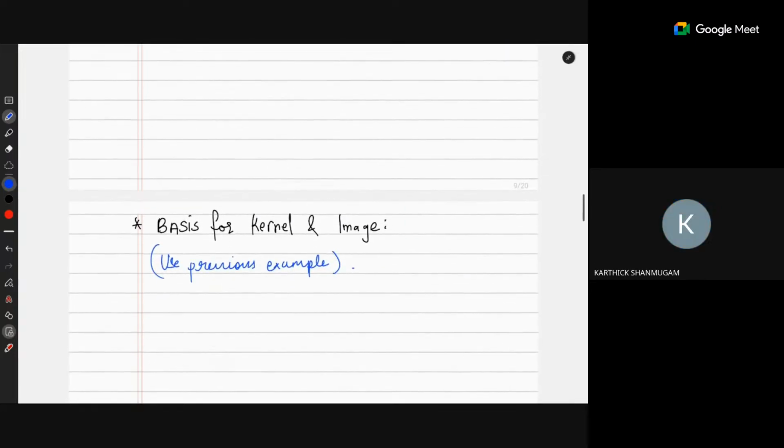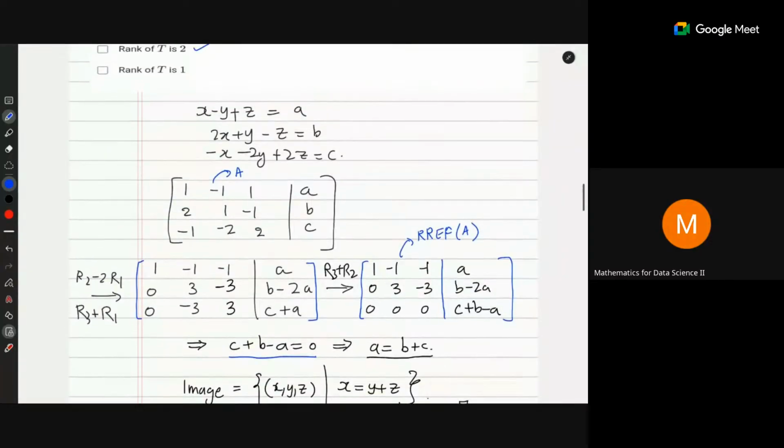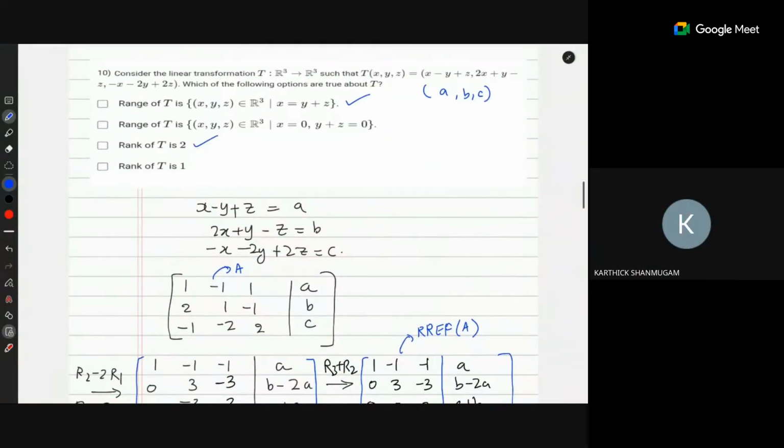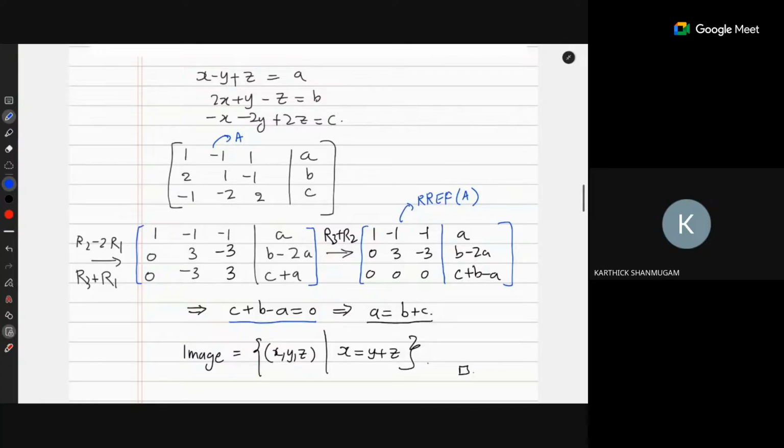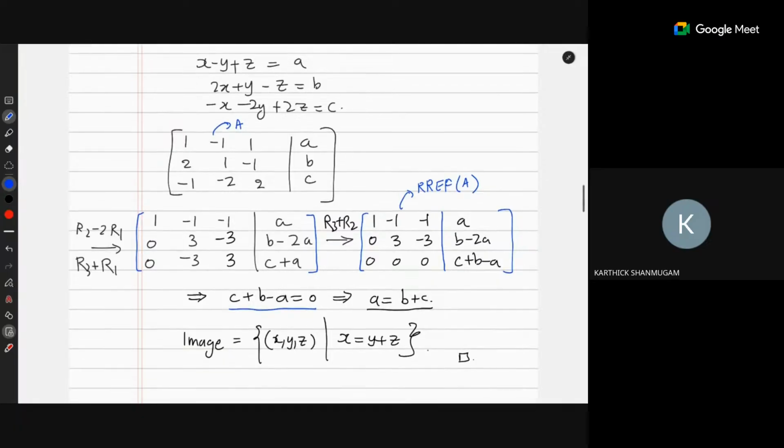Sir, I forgot. Can you go up a little bit? So to determine the range of a given transformation, we have to express this as a linear equation, convert that into an augmented matrix, then convert that into reduced row echelon form. Whatever we are getting on the B side of AX equals B, we equate to find out what the image is. Now in this situation, it is all aligned in a form that C plus B minus A is equal to 0. But in case it doesn't, how do we approach?